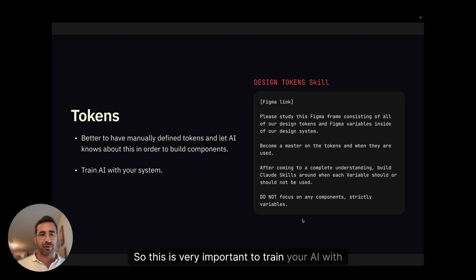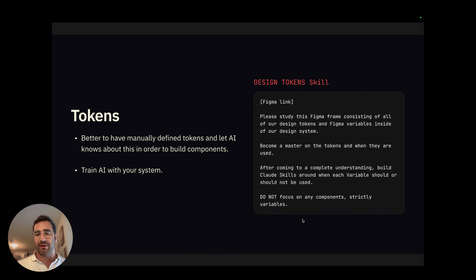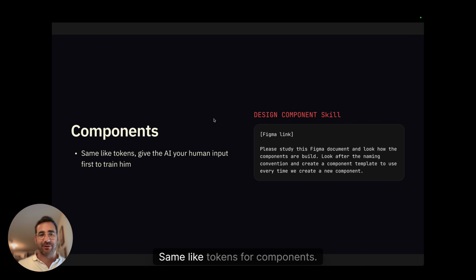So this is very important, to train your AI with your system before giving AI the freedom to create new components for you. Same as tokens for components. You give the AI your human input first to train him. So again, you're gonna put your Figma link, write a short prompt to study your Figma document, and to train him about how your component structure looks like.